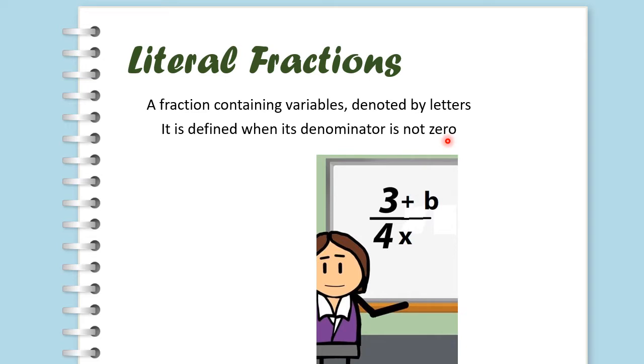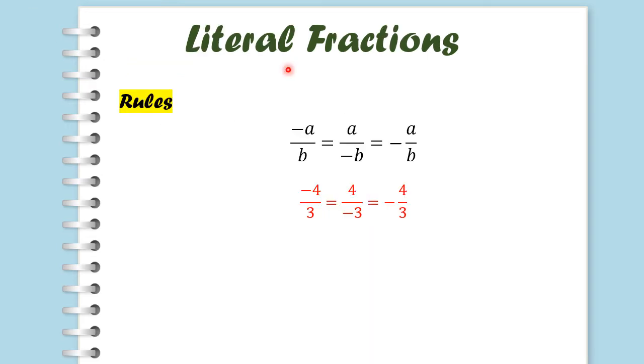Like any fraction, the denominator is not allowed to be zero. So let's start with some rules which we are familiar with. Minus a over b is the same as a over minus b, which is the same as minus a over b. Because if we have negative over positive, the answer will be negative, and we divide a over b. Also, if we have positive over negative, the answer will also be negative, and we divide a over b. So it doesn't really matter where we put the minus, as long as the answer is negative and we divide a over b.